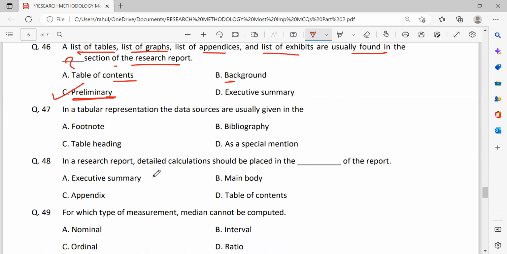Okay, question number 47. In a tabular representation, the data sources are usually written here or here, that is the footnote. In the footnote we write the source, right? A is the correct answer.